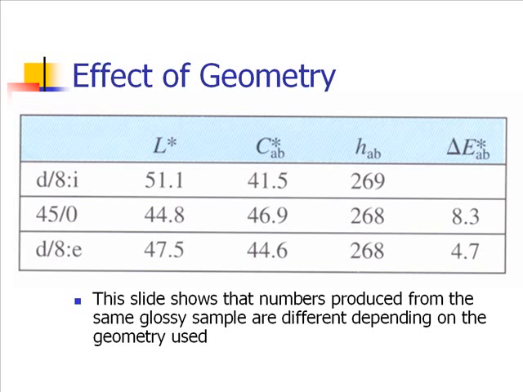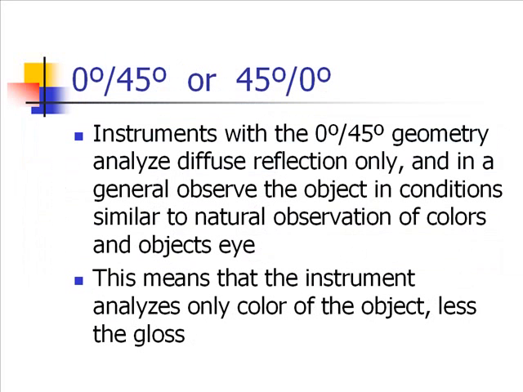That shows that there are differences, and those numbers for the same basic amount of pigment are pretty big differences. A difference of 8.3 is really quite a bit of difference. Even 4.7 is different. If you're doing a color match, you would never say that those numbers match. We look at this: the 45/0 instruments generally observe the object in conditions similar to the natural observations by our eyes. The instrument analyzes only the color of the object and excludes the gloss.